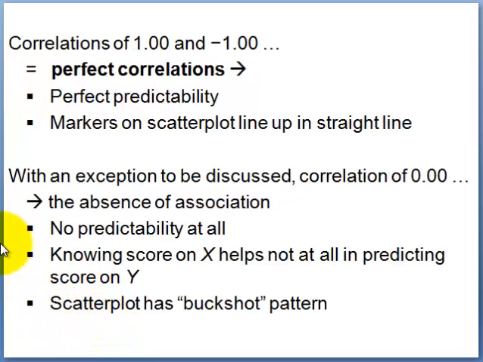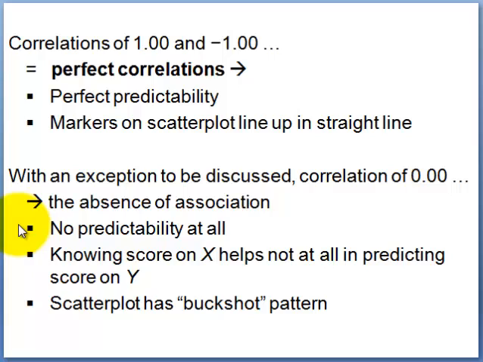Let's talk about some particular values of R. Correlations of 1 and of -1 are termed perfect correlations. In a perfect correlation, you have in essence perfect predictability, which is to say, with perfect correlation, the markers on a scatter plot will line up exactly along a straight line in the scatter plot. And the next slide will convey that.